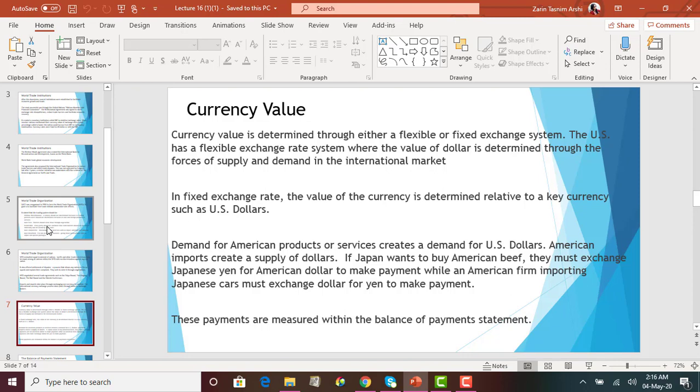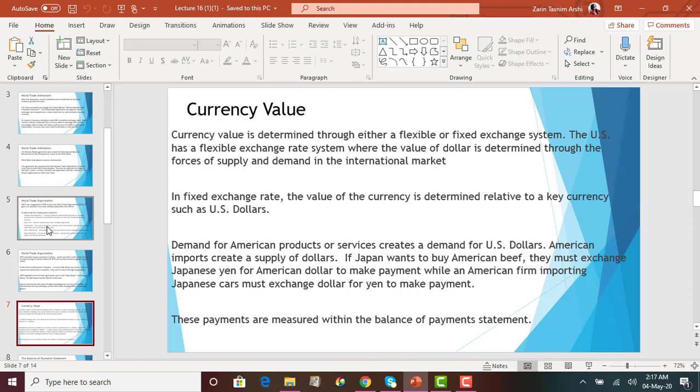As far as currency is concerned, there are two types of exchange rate system: flexible and fixed. The US has a flexible exchange rate system where the value of the dollar is determined through the forces of supply and demand in the international market. So it changes every day. A flexible exchange rate will change every minute, every day, and it depends on the supply and demand of the international market.